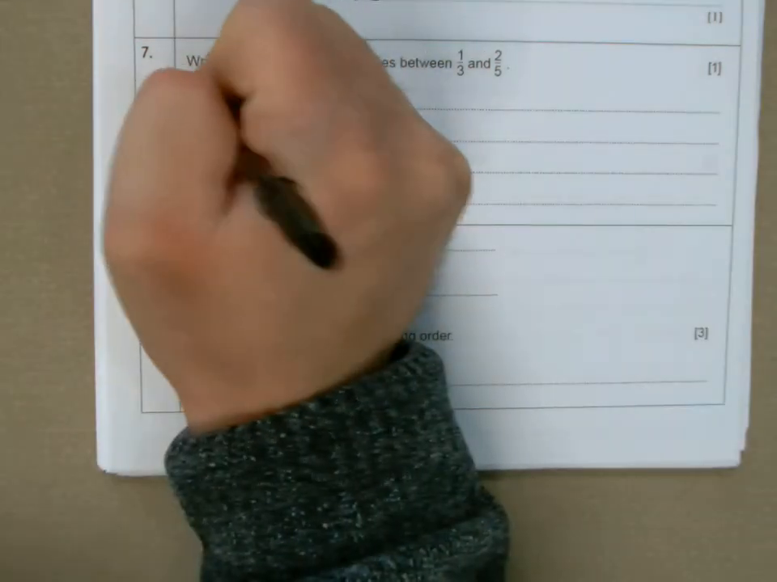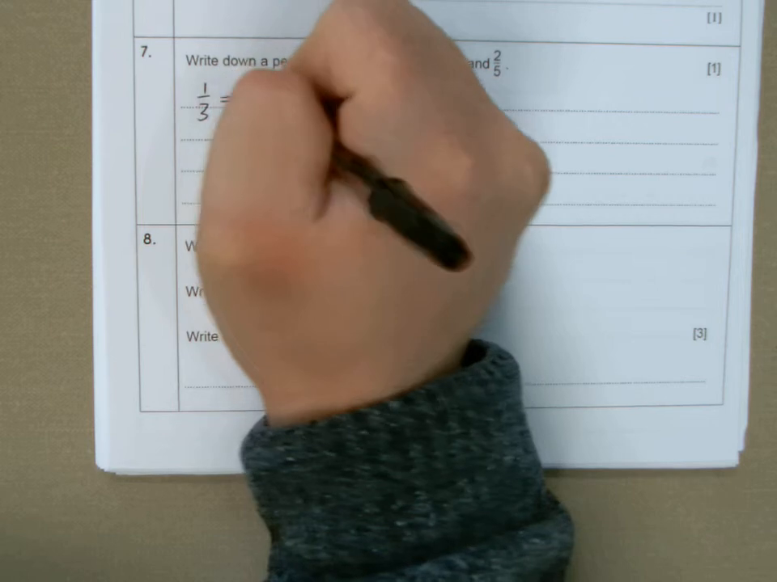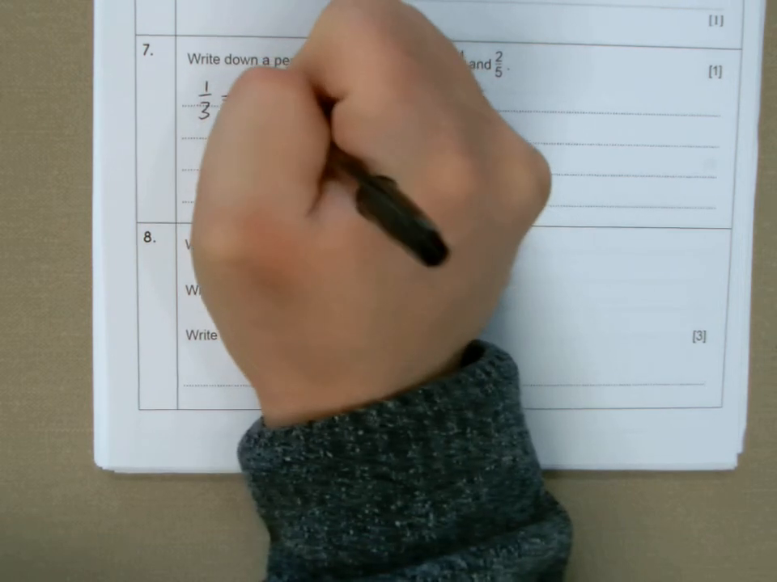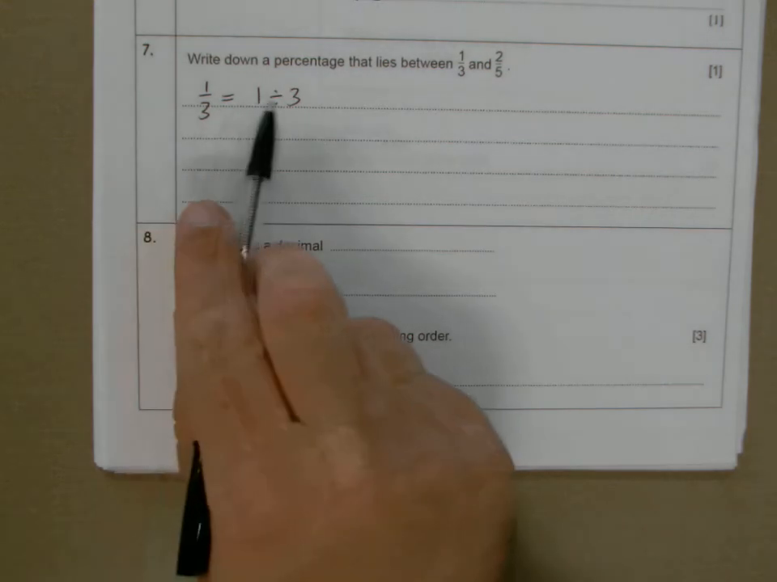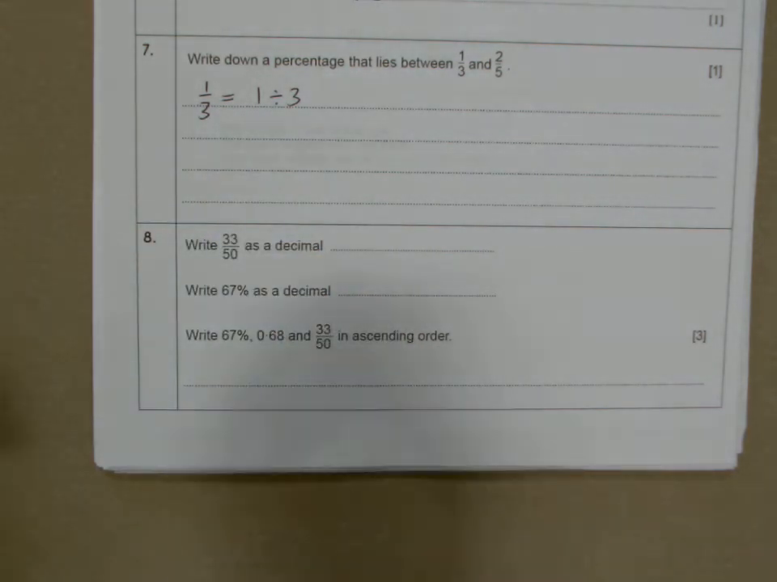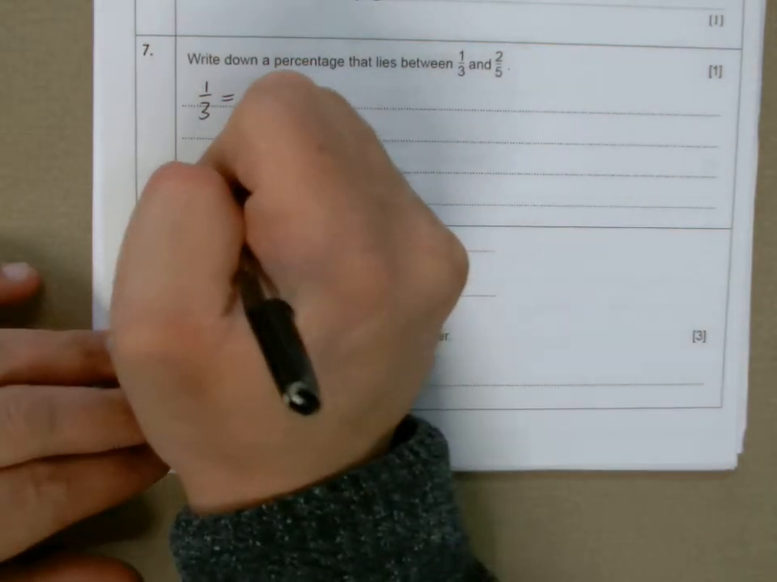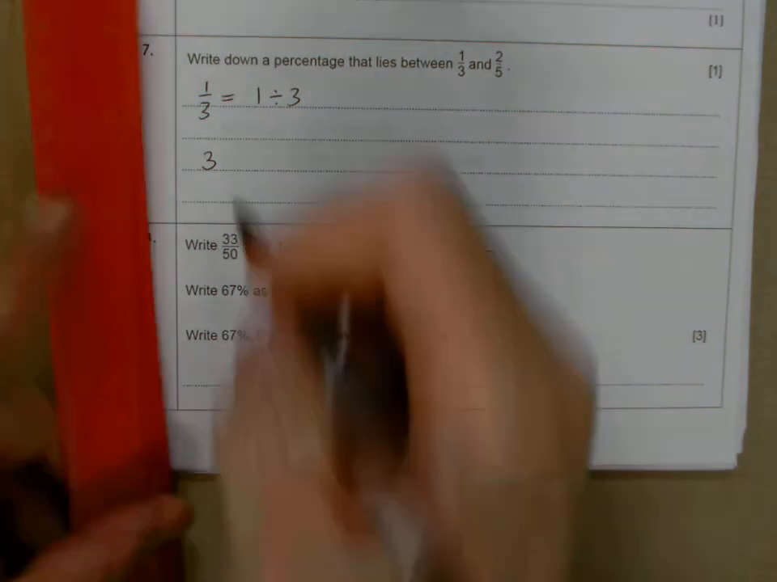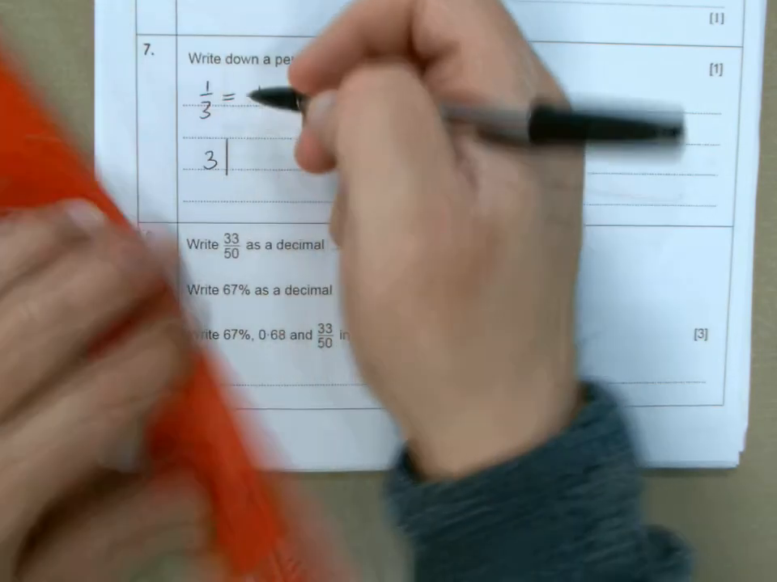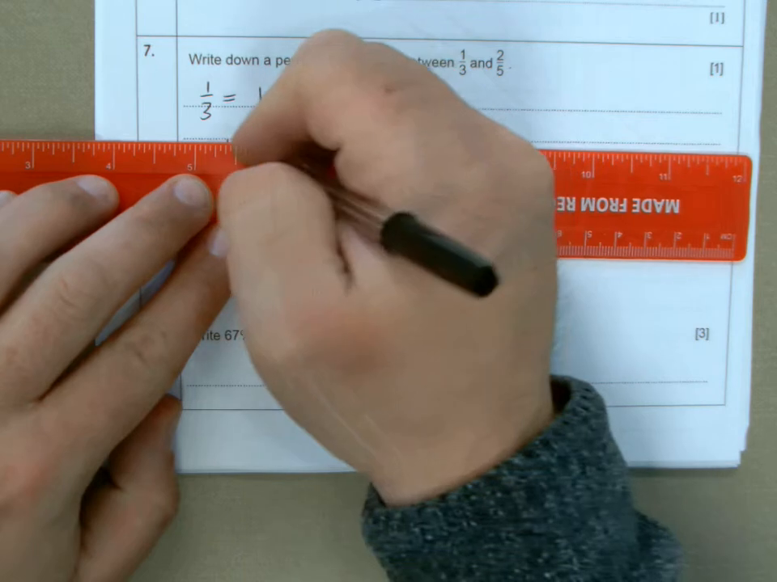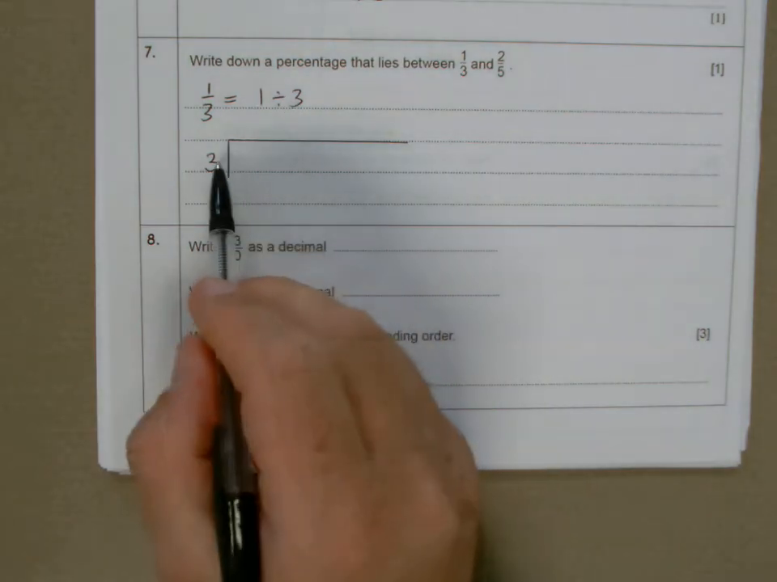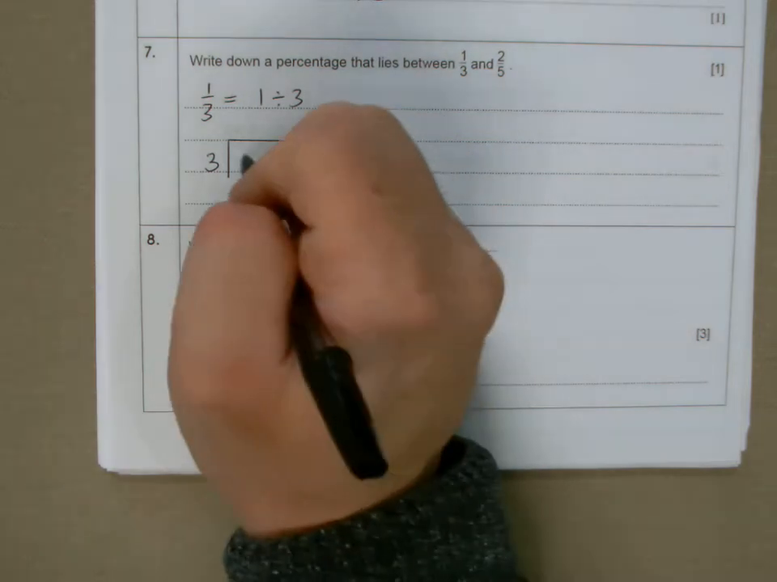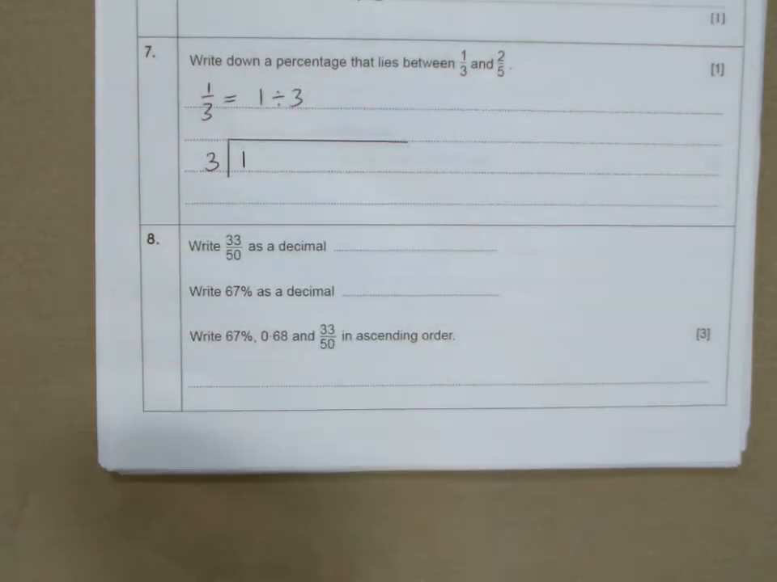Remember, 1/3 simply means 1 divided by 3. That's what 1/3 means, isn't it? That's what a fraction is. 1 out of 3 means 1 divided by 3. So if I use the bus stop method here, I'm going to do 1 divided by 3. Whatever you're dividing by on the bus stop goes on the outside. So in this case, I'm dividing by 3, so 3 goes on the outside. And it's 1 I'm dividing by 3.